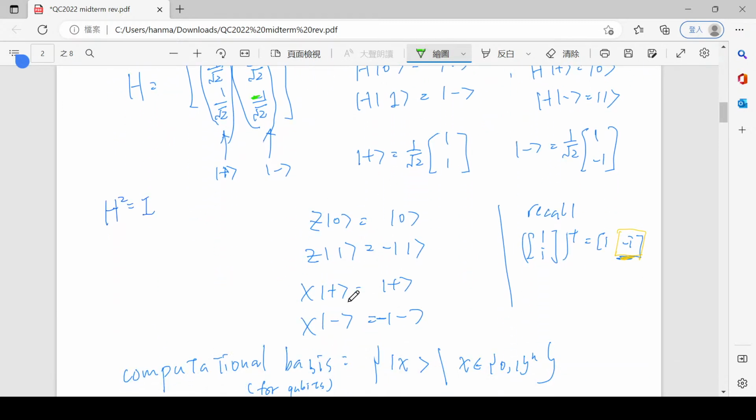As we said, 0 and 1 are the eigenvectors of Z, with eigenvalues plus 1 and minus 1. And plus and minus are eigenvectors of X with eigenvalues 1 and minus 1. Questions so far? No? Okay.